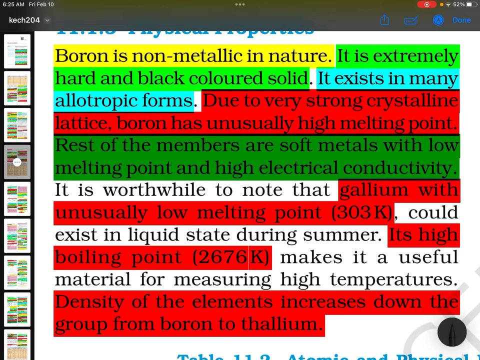Boron is non-metal, hard and black colored solid in many allotropic forms, unusually high melting points. All these can be made into statements. That is the problem with nowadays JEE and NEET. Actually, these are all not important. They should ask you conceptual things. But nowadays, memory-based questions are coming more. JEE 2023 had such kinds of questions.